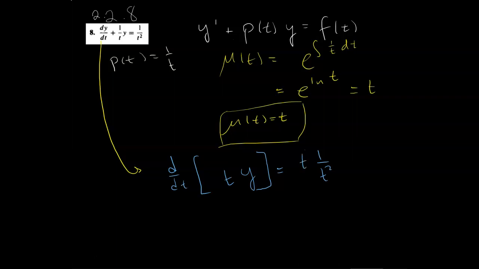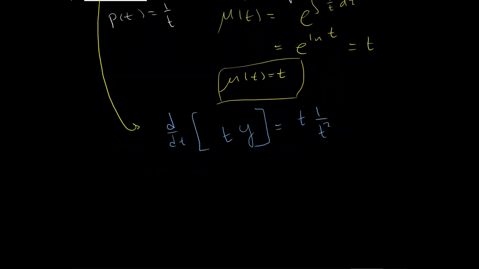So what do we see? On the right-hand side, that simplifies down to just 1 over t. To get ty by itself, outside of that derivative, we integrate both sides. I have ty on the left, and the integral of 1 over t dt on the right, which gives the natural log of t plus some constant, and the left side is still ty.